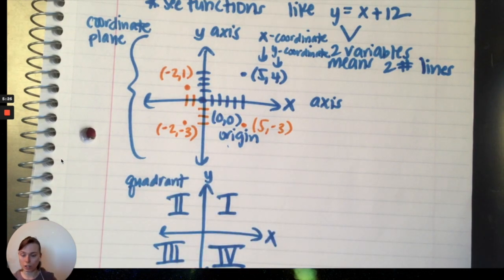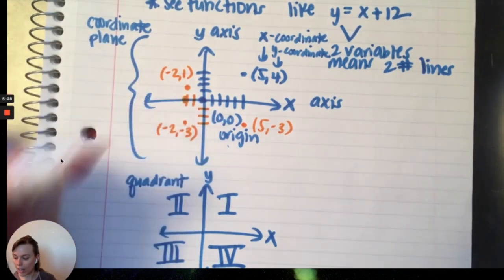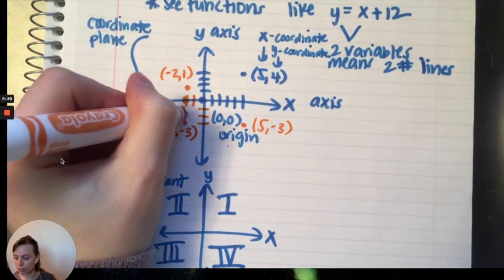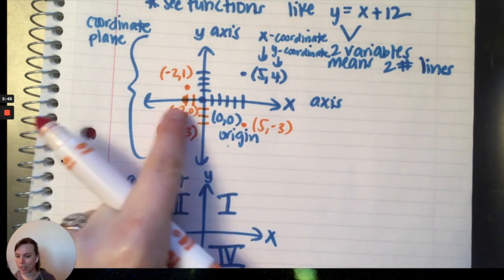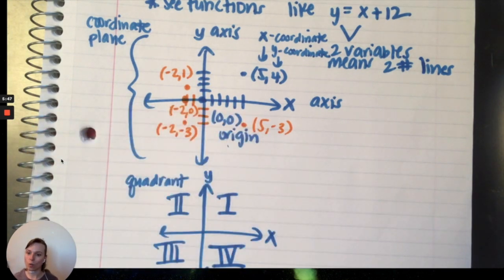If you have one on the axis, this would be (-2, 0), because there is no vertical movement from the origin. We're simply going left 2. This is actually a fancy name called the x-intercept because it crosses the x-axis. The intercept, like a football pass, the x-axis is intercepting that coordinate. There is also a y-intercept if your point is only on the y-axis and there's no horizontal movement.